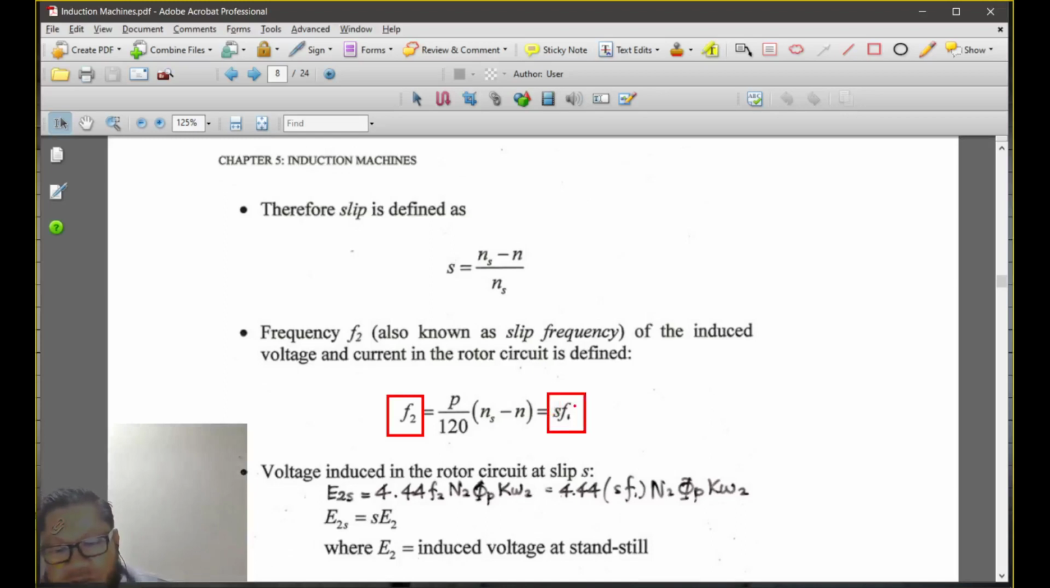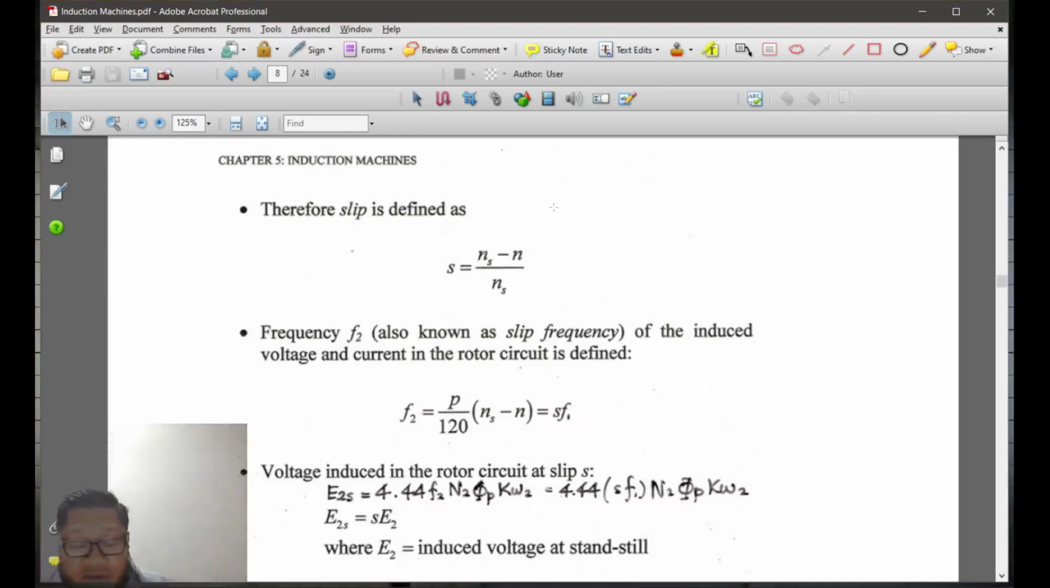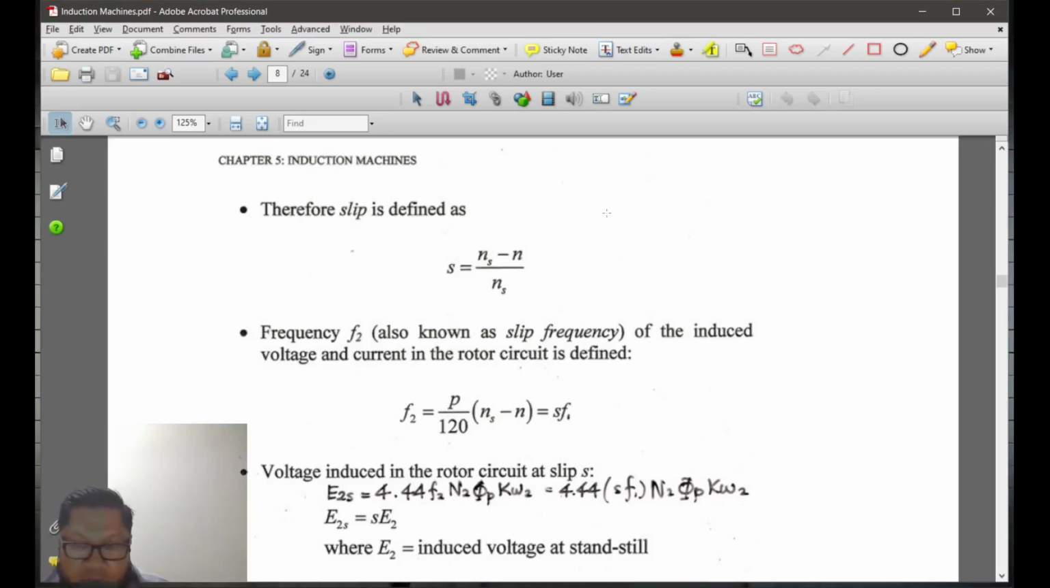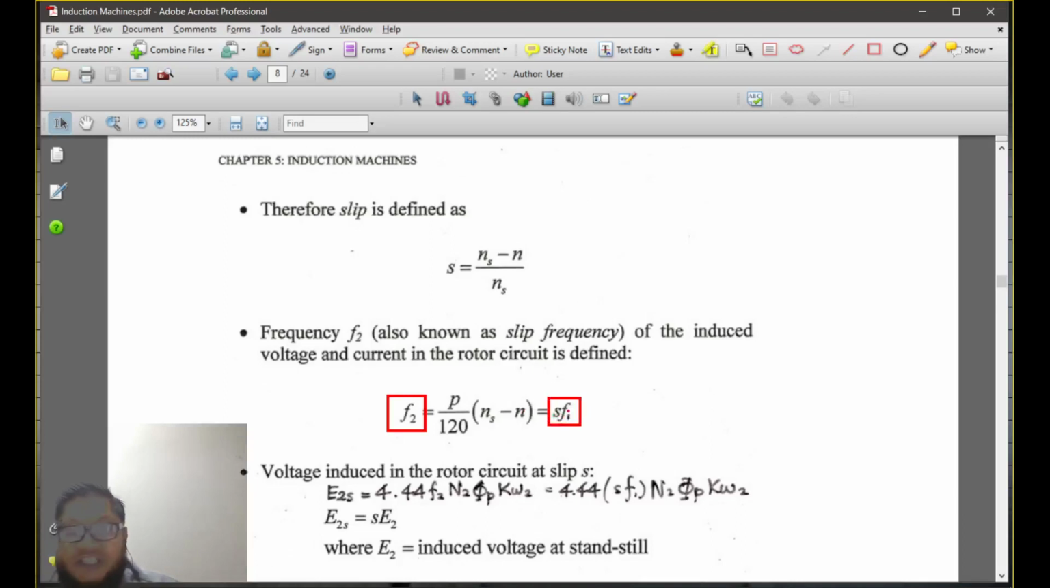So f2 equals s f1. The frequency f2 is always very, very small compared to f1, because s normally is a very small number, 0.1, 0.2, 0.01. It's a very small slip between rotor and the magnetic field. So the equation is f2 equals s f1, a fraction of the frequency of your stator.